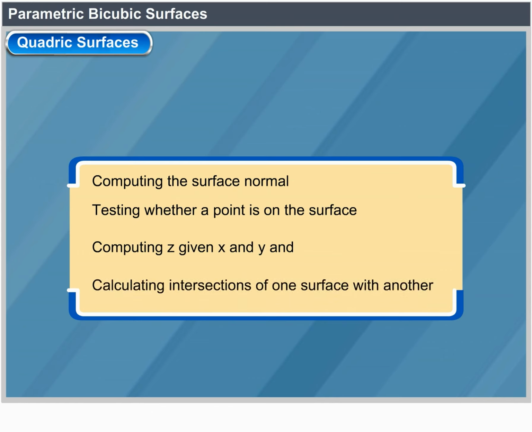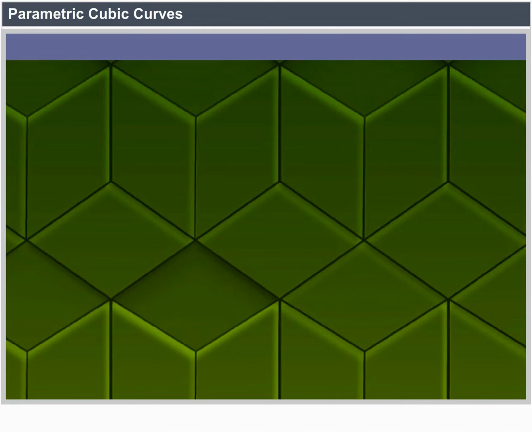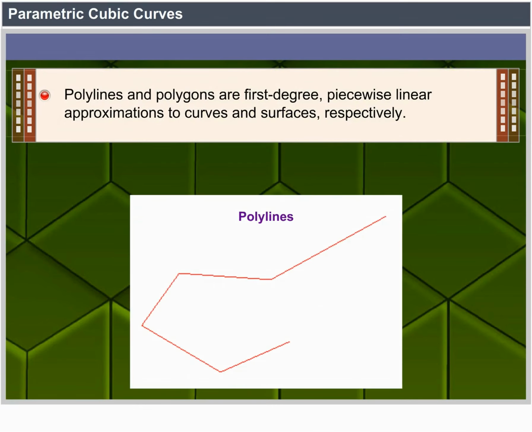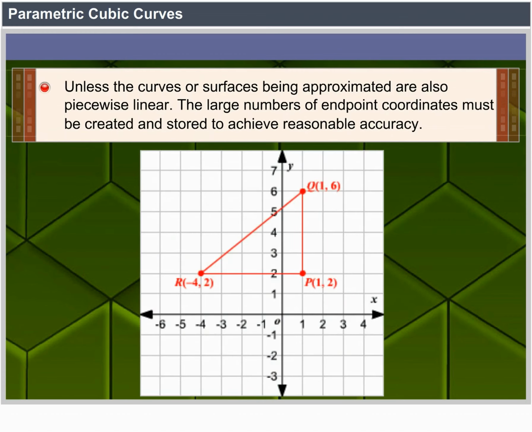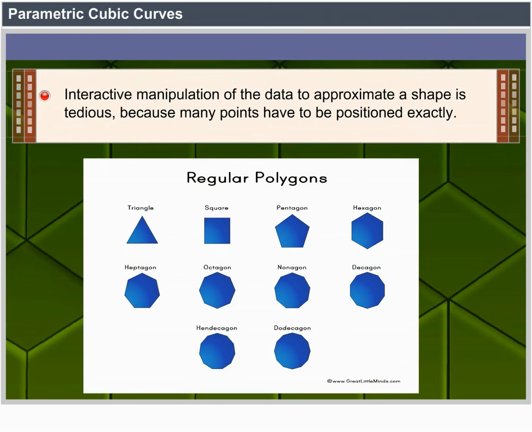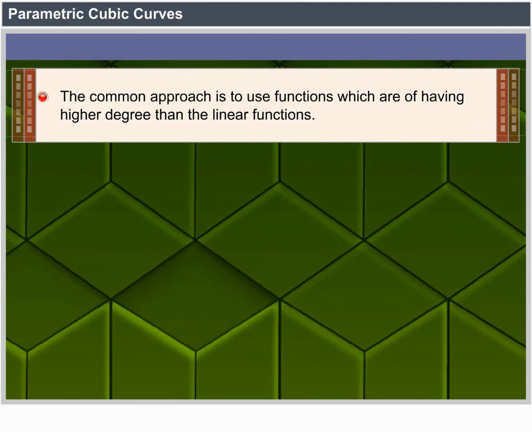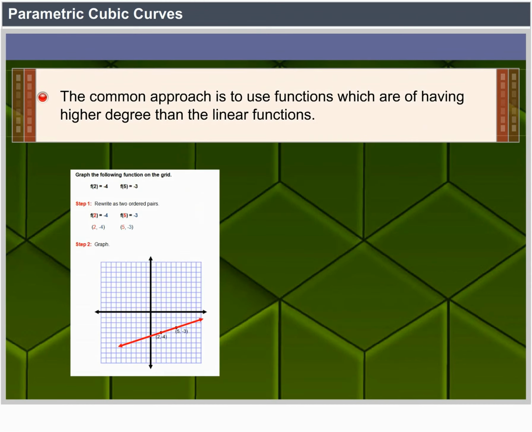Parametric cubic curves. Polylines and polygons are first-degree piecewise linear approximations to curves and surfaces, respectively. Unless the curves or surfaces being approximated are also piecewise linear, large numbers of endpoint coordinates must be created and stored to achieve reasonable accuracy. Interactive manipulation of the data to approximate a shape is tedious because many points have to be positioned precisely. The general approach is to use functions that are of a higher degree than the linear functions.